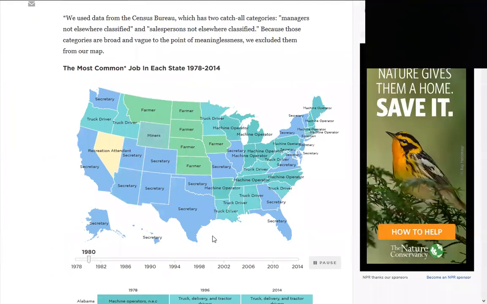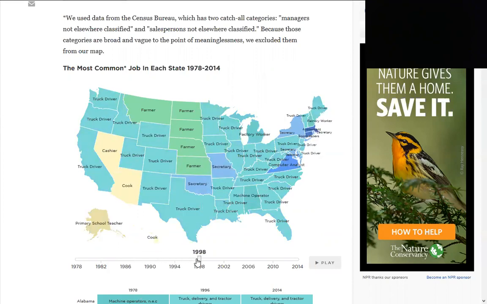Sorry, so here's the map, and here's it over time. And so, you know, look at what we saw. We saw secretary, truck driver, machine operator, miners, secretary, machine operator, right? 1982, 1988, I was born. Recreation attendant, secretary, truck driver, farmer, truck driver. No more mining, truck driver, secretary, truck driver, carpenters.